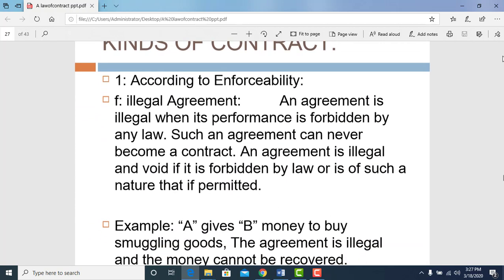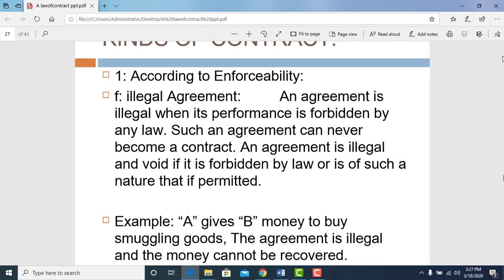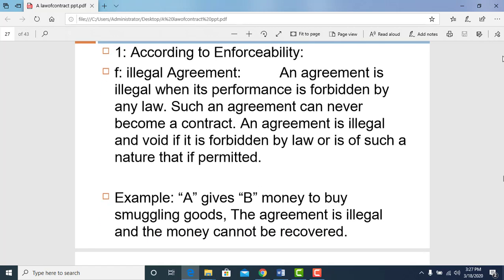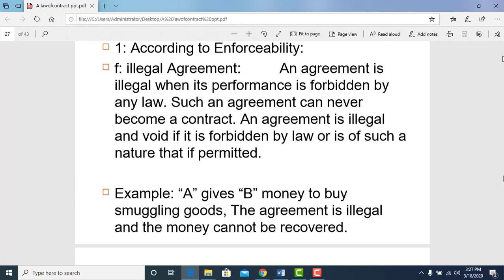According to enforceability, F. Illegal agreement. An agreement is illegal when its performance is forbidden by any law. Such an agreement can never become a contract. An agreement is illegal and void if it is forbidden by law or is of such a nature that if permitted, it would defeat the provisions of law. Example, A gives B money to buy smuggled goods. The agreement is illegal and the money cannot be recovered.